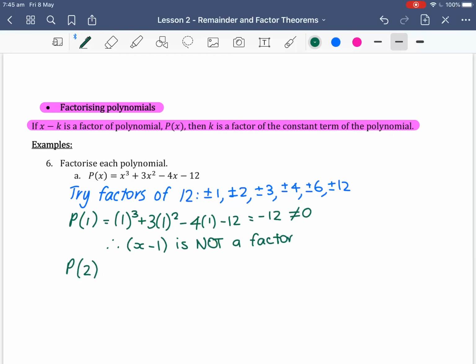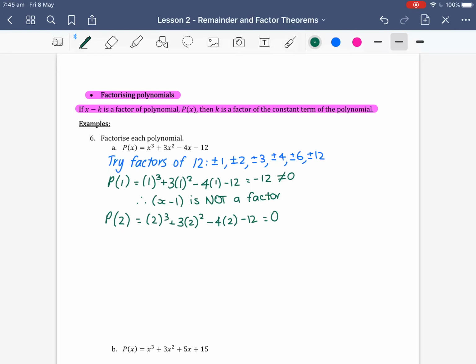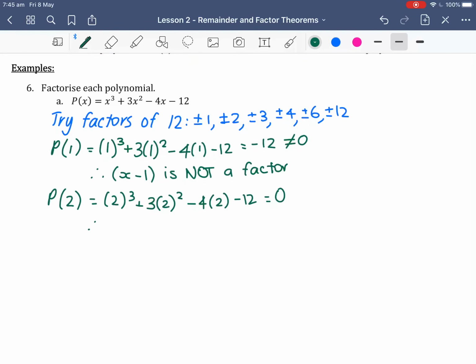So let's try 2 by subbing 2 into our equation. So the polynomial of 2: 2 cubed plus 3 times 2 squared minus 4 times 2 minus 12. That does equal 0. So therefore x minus 2 is a factor. So then we're going to divide our polynomial by x minus 2.